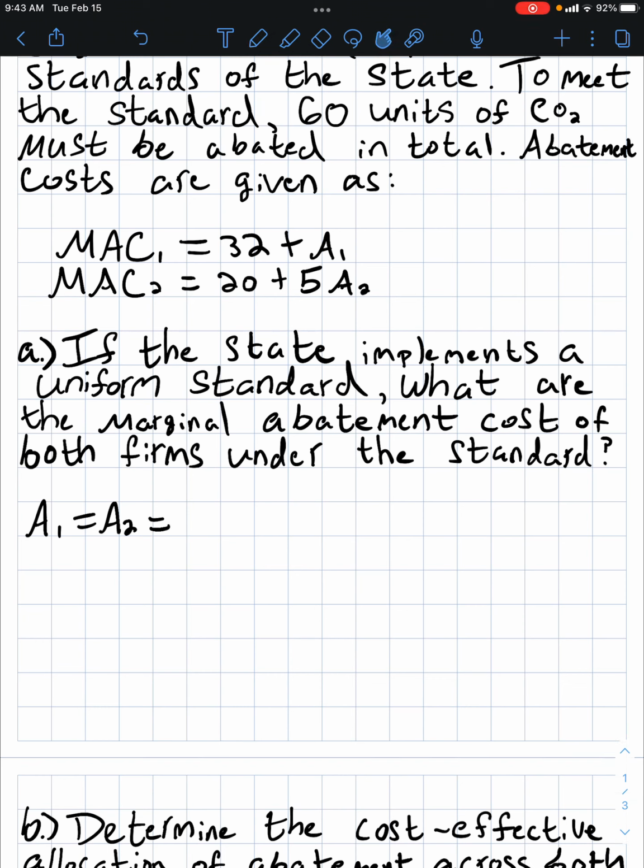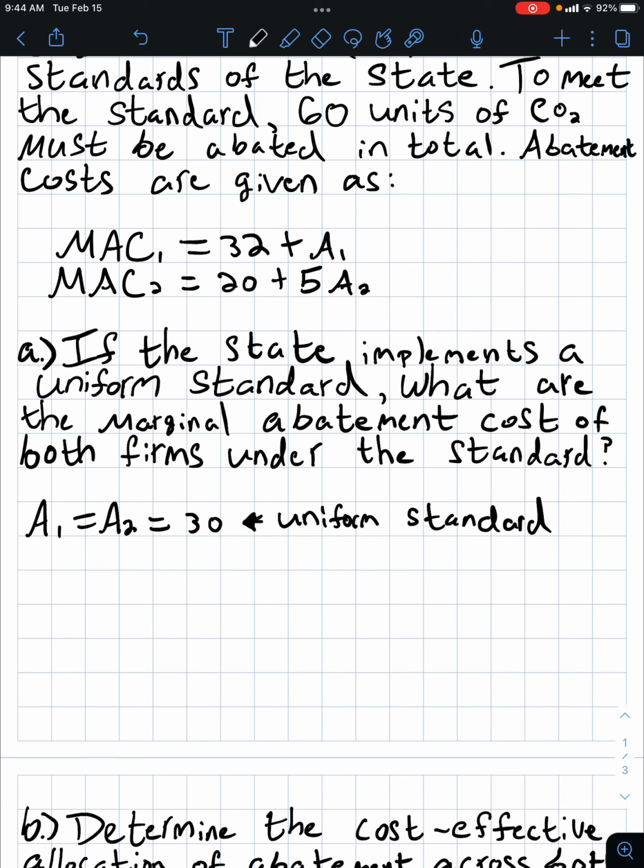And we are given the constraint of this problem to be 60 units, so we cannot exceed 60 units. And we have two firms, so we just divide 60 in half to be 30. So if firm 1 abates 30 and firm 2 abates 30, the total will be 60. It meets the state requirement, and then we have achieved a uniform standard.